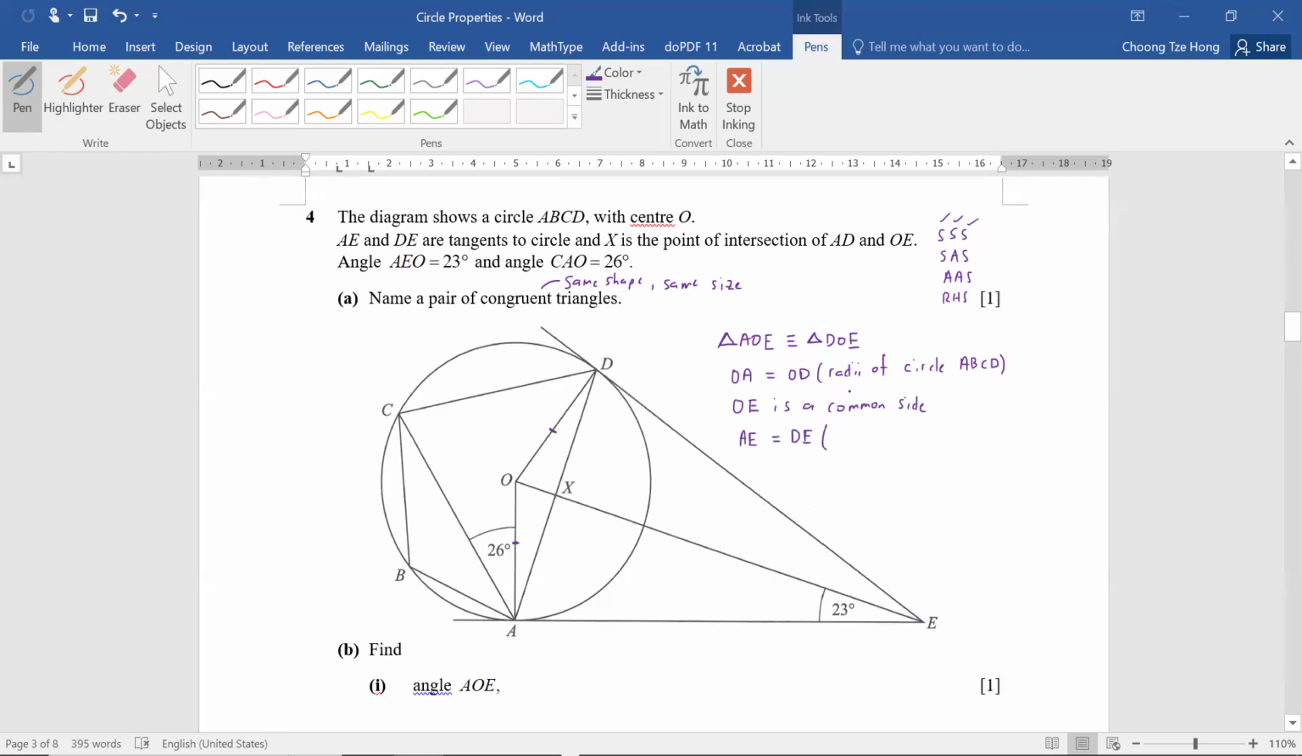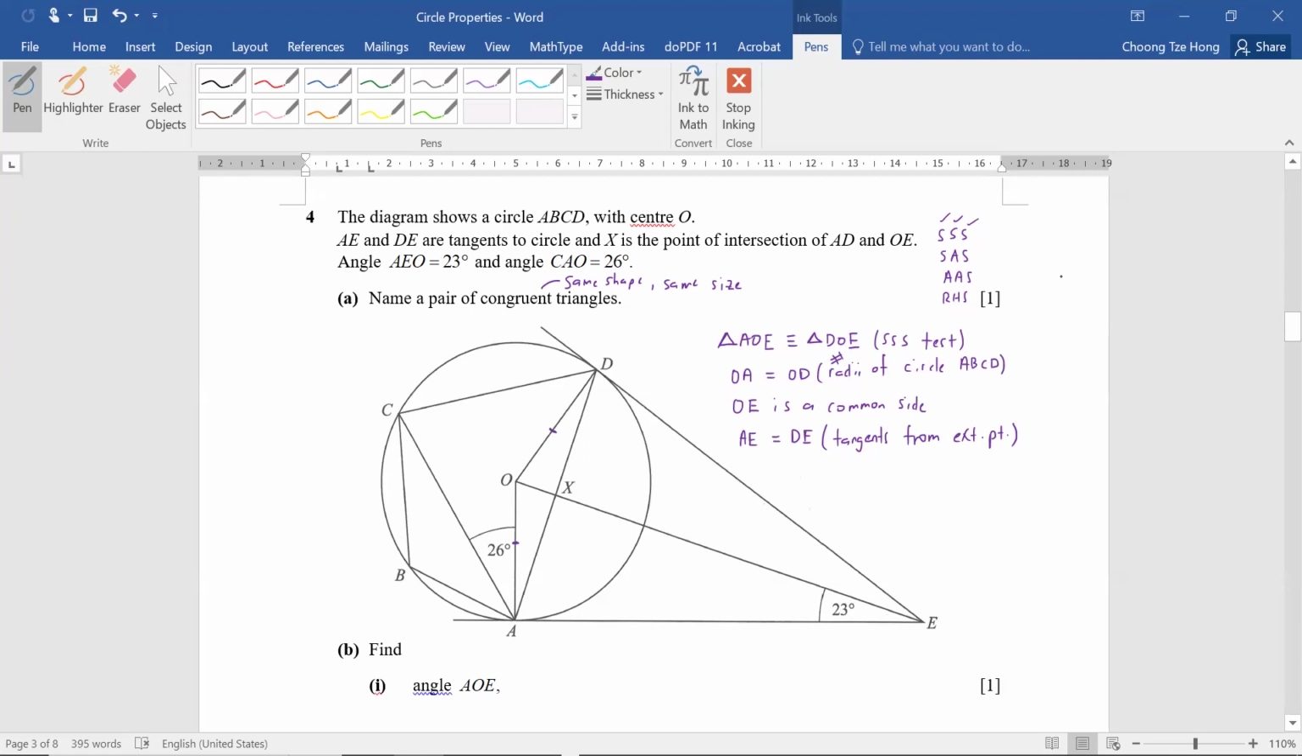Then if you were to write the reason, that would be tangents from external point. So in other words, we are using the SSS test to prove this. So this will be the answer for the first part: AOE is congruent to DOE.